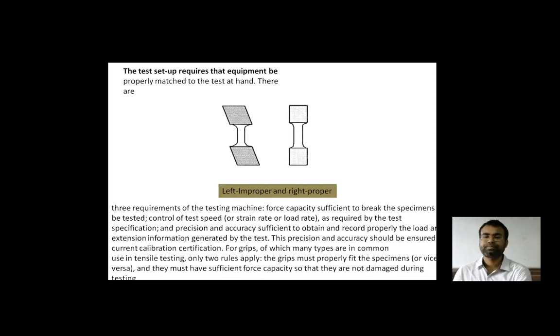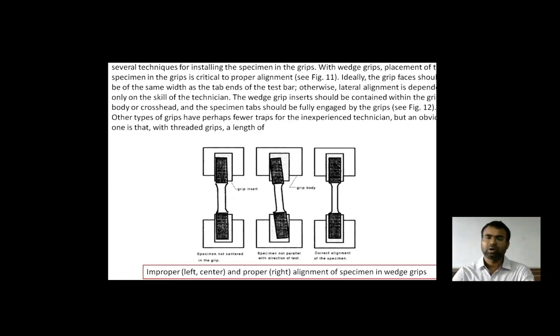So these things need to be taken care of while we are gripping that particular test specimen in that particular machine. In the next slide we will discuss how this gripping is to be taken care of while holding the material in the jaw of the test machine. So it is very important to take care of the precision during the test.